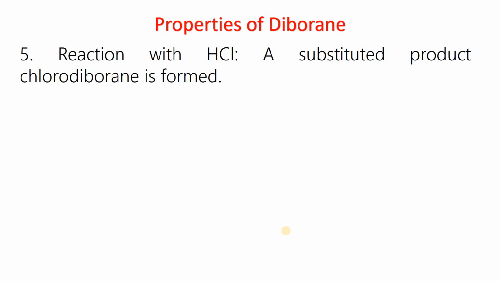Now, reaction with hydrochloric acid. Hydrochloric acid is a common laboratory reagent. A substituted product, chlorodiborane, is formed. B2H6 plus HCl, we will get B2H5Cl plus hydrogen gas is removed. And this chlorine is replaced, the hydrogen replaced is terminal hydrogen. We can't replace the bridging hydrogen because if we replace it, the structure will be destroyed.